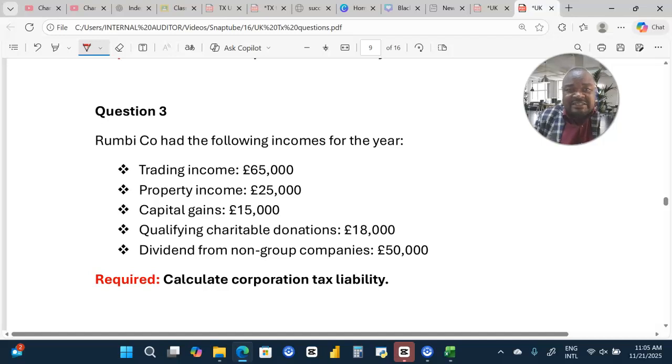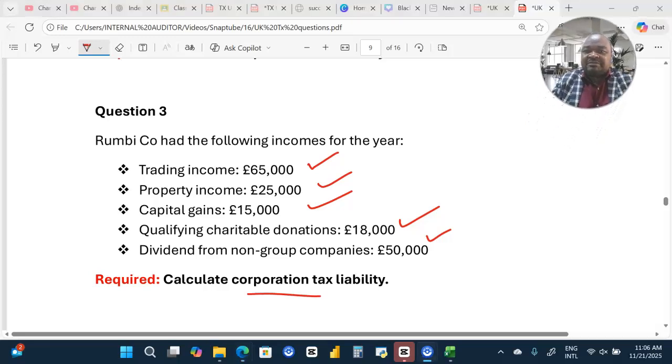Rumbi Company had the following incomes for the year. Trading income as usual, property income 25,000, capital gains 15,000, QCDs 18,000, and dividends from non-group companies 50,000. So we are required to compute the corporation tax liability.